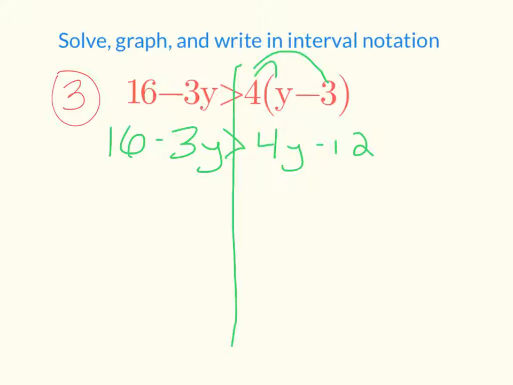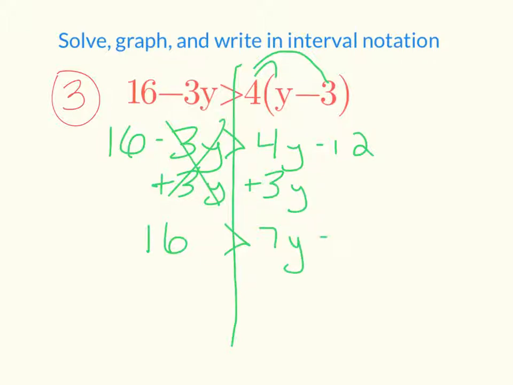Okay, now we can start moving our variable terms. Remember, don't just do 4 minus 3. They're on opposite sides, so you have to do an inverse operation. I'm going to add 3y because I like to work with positive variable terms. So then we drop our 16 down. 16 is greater than 4y plus 3y, that is 7y. And drop our 12 there.